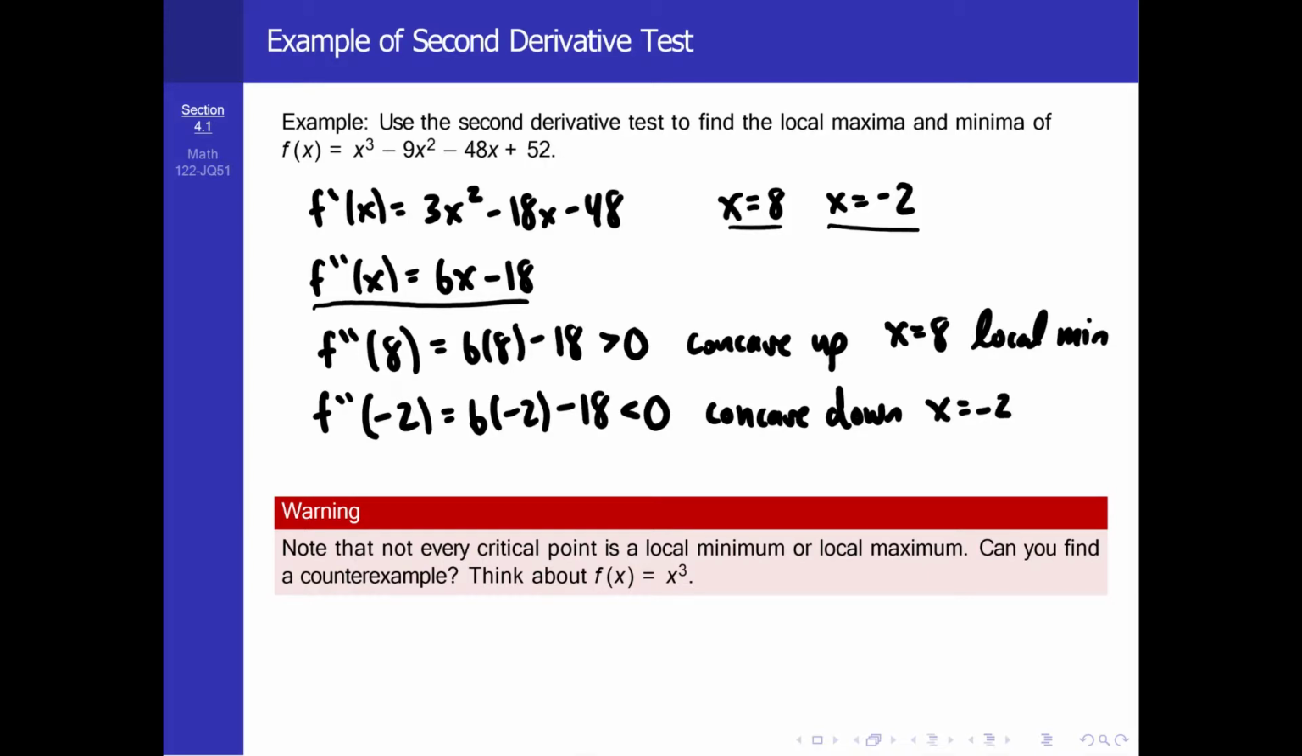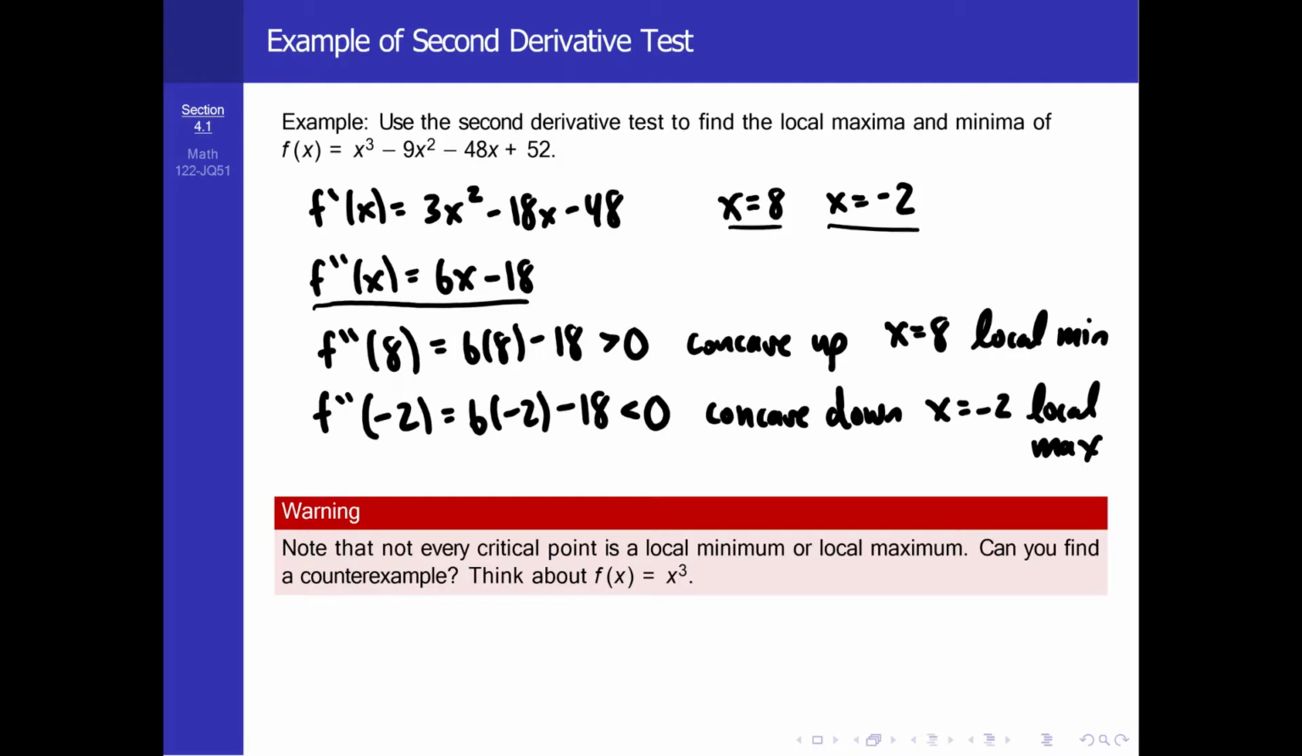And x equals -2 is a local max. So again, this can be a little bit less work than the first derivative test because I can skip the number line game here. I can actually just take the critical points and plug them into the second derivative.